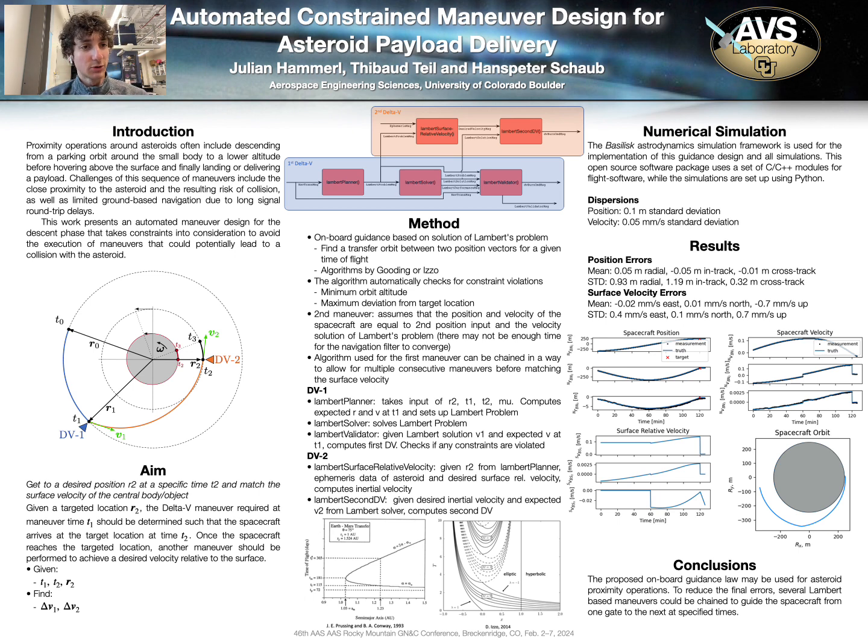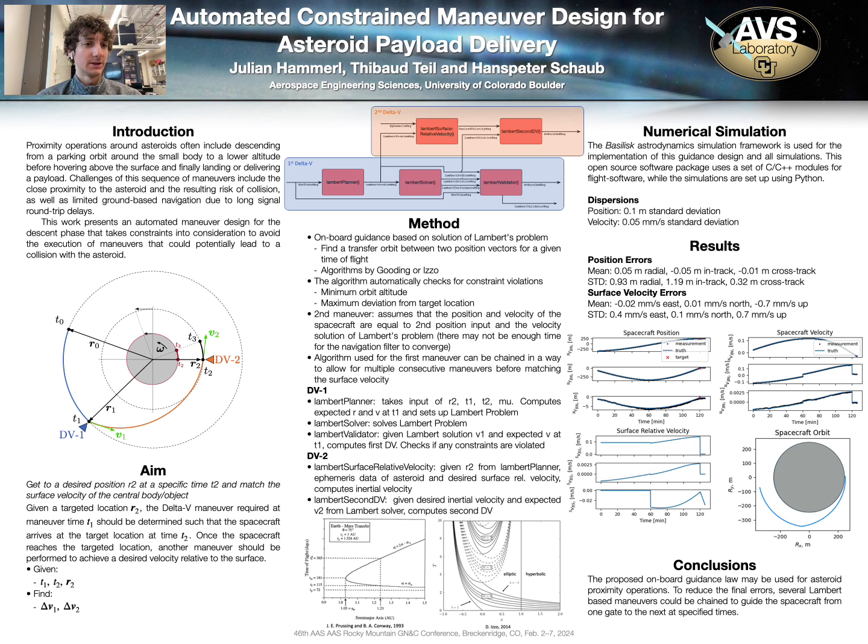And for the second maneuver, we assume that the state of the spacecraft is equal to the velocity solution of Lambert's problem. The reason for that is that there might not be enough time for the navigation filter to converge to a solution. So if those two maneuvers are very close together, we might not have a very accurate estimation of the state at t2. And so for that reason, we assume that the state at t2 is equal to the position corresponding to R2 and the velocity corresponding to the solution of Lambert's problem.